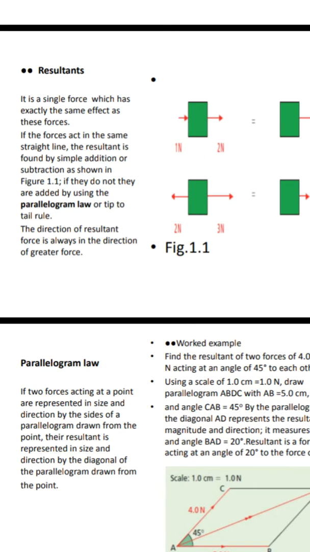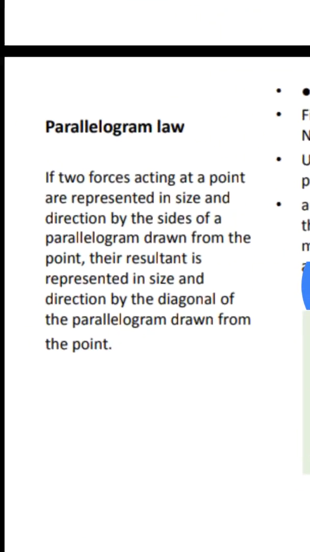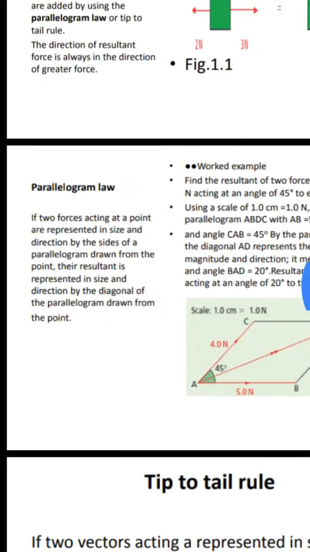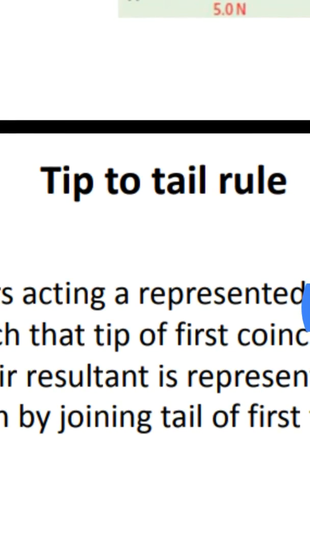Scalar quantities are added by a simple method, just like addition of numbers, but vector quantities are added by two methods, either by parallelogram method or by tip to tail rule, or head to tail rule method.